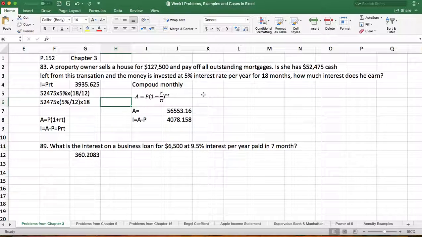The interesting point for this problem, I just want to go a little bit further. How about if the investment is compounded monthly? Then we need to use this formula, the compound interest formula.